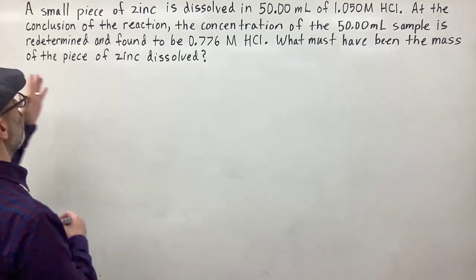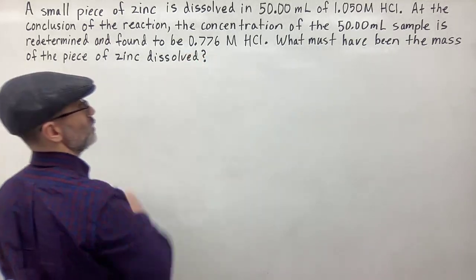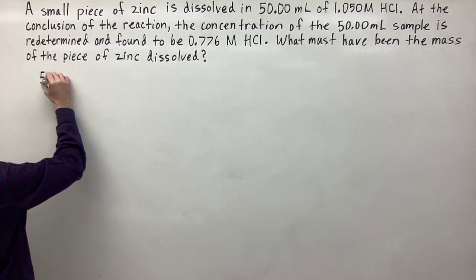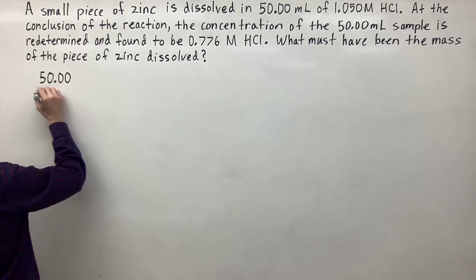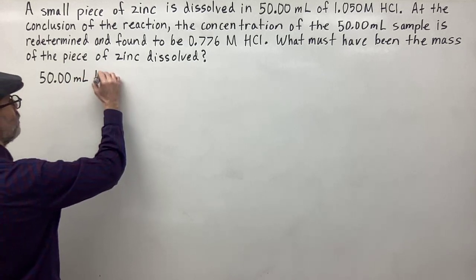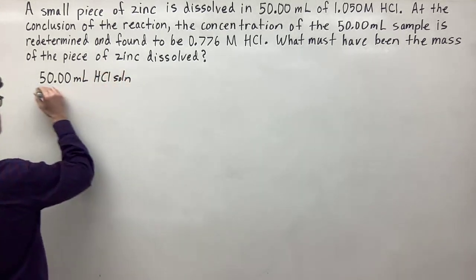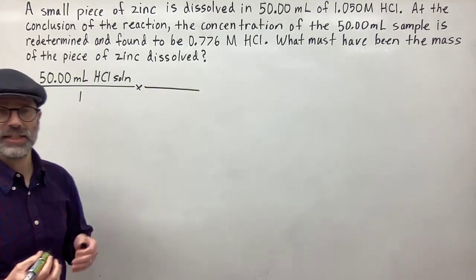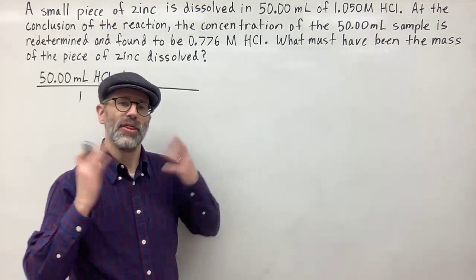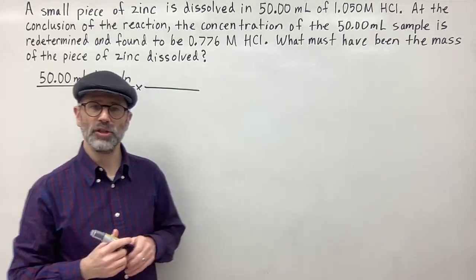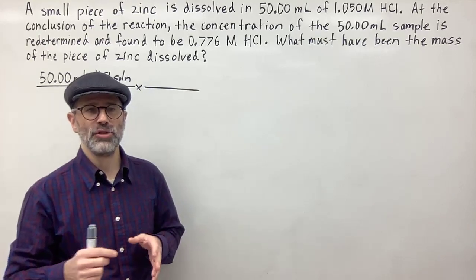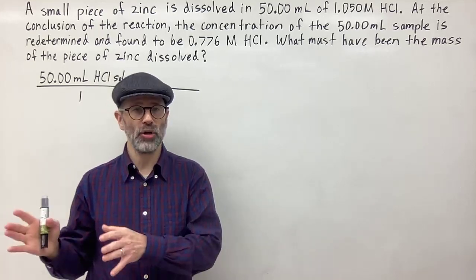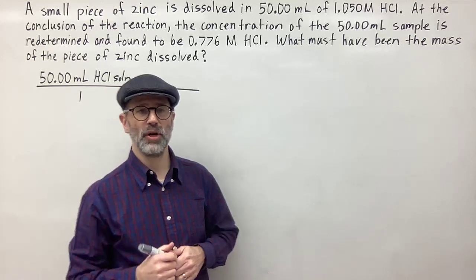So you have a piece of zinc metal, you have 50 milliliters. So I'm going to start with 50 milliliters of the HCl solution over 1. And I'm going to use the molarity as a conversion factor. Anytime they give you molarity, think conversion factor. It is a possible conversion factor because molarity allows you to convert between moles of the substance in a solution and the volume of the solution. So you can use that to convert between those two.